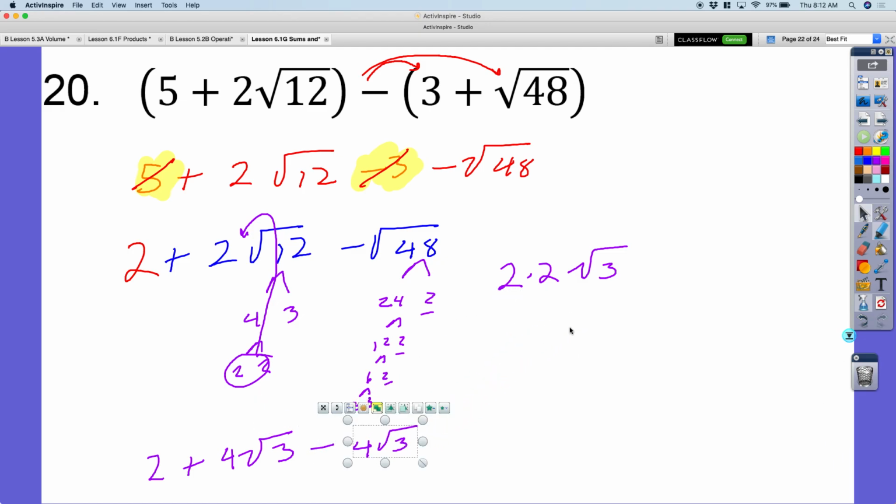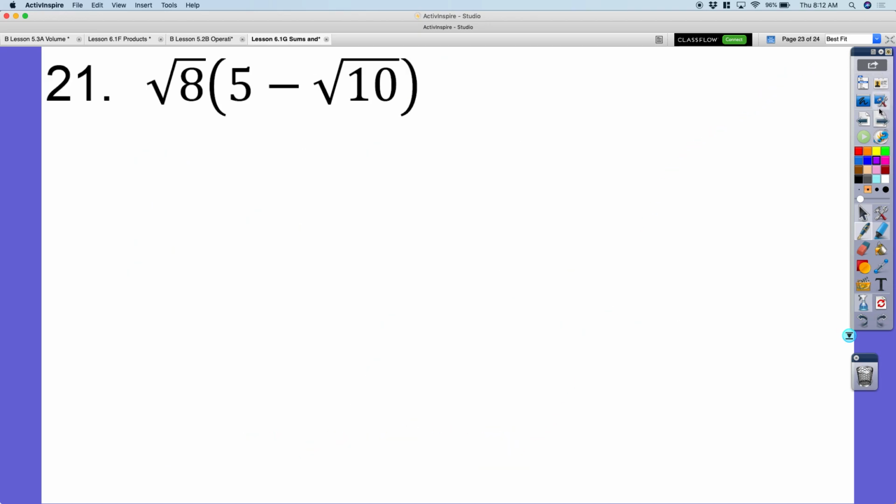Alright, so now what I'm going to do is I have 4 square root 3 minus 4 square root 3. Picture this being 4x minus 4x. If I have 4x minus 4x, they just all cancel to get 0. So these essentially cancel, and I'm left with just 2. Alright, so now let's go ahead and look at this one.